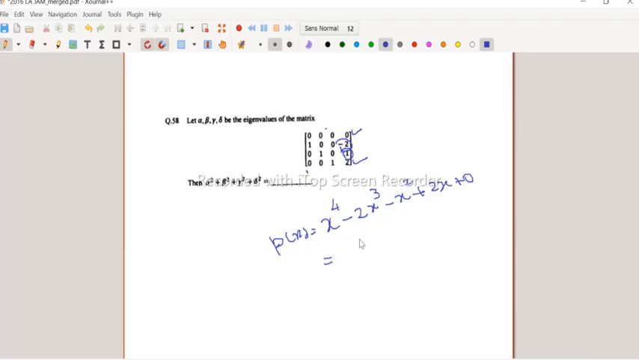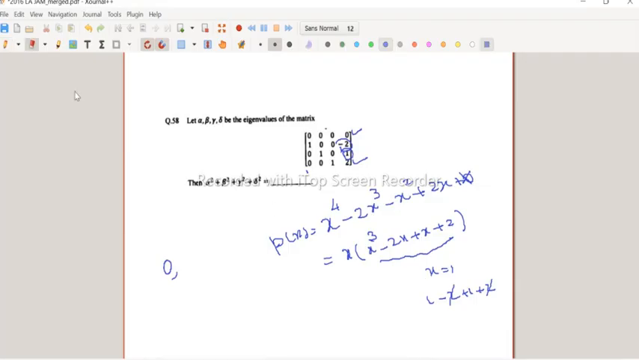Now you can take x outside, because the constant term is 0. We get x cube minus 2 x square minus x plus 2. Therefore x equal to 0 is one root. If we substitute x equal to 0, we get 0. Therefore 0 is one eigenvalue. Now we have to find the roots of the remaining third degree polynomial. If we substitute x equal to 1, what do we get? 1 minus 2 plus 1 plus 2. No, 1 is not a root, right?